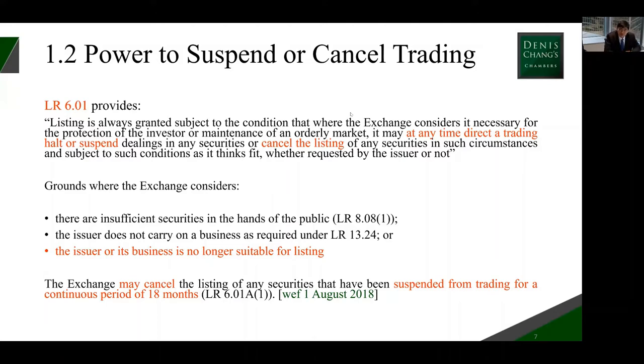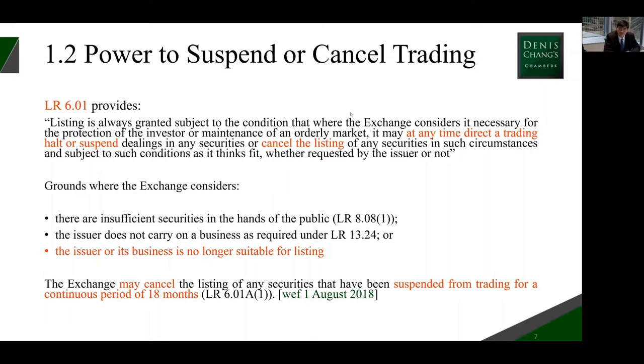Generally, there are three grounds upon which the committee will decide to cancel a listing status, and they're set out on the PowerPoint slide. The most protean concept is the third one in red, which is that the issuer or its business is no longer suitable for listing. And I'll develop on this point in the next slide.